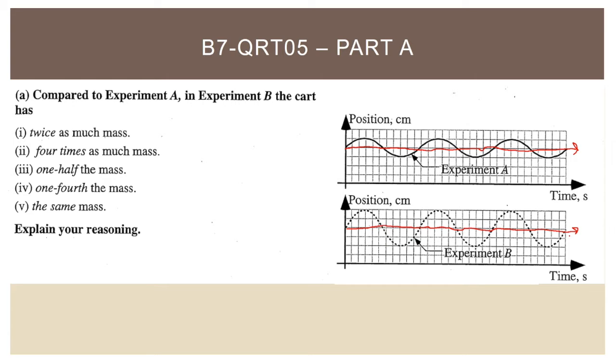Now, the difference between these graphs that should immediately jump out to you is that the amplitude of the oscillation in experiment B is much higher than the amplitude of the oscillation in experiment A. Clearly, this object is going, as it shows here, twice as far from the equilibrium position in experiment B as it is in experiment A.